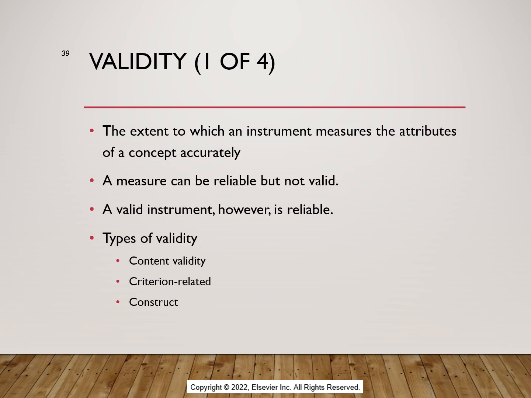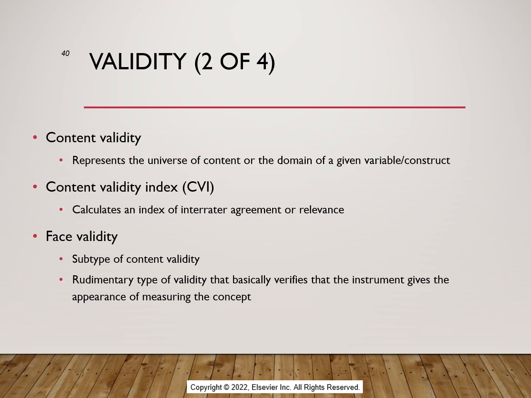This slide and the next three talk about validity. So validity is the extent to which an instrument measures what it actually says it's going to measure. The measure can be reliable but not valid, but a valid instrument is always reliable. And there are several different types of validity. Content validity represents the universe of content or the domain of a given variable construct. It says that it's measuring what it says it's measuring.